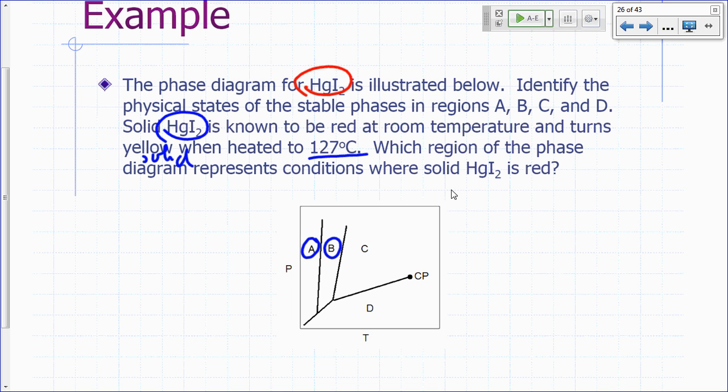Okay. It's red at room temperature. It's a red solid at room temperature. It becomes a yellow solid at 127 degrees. It's mercury iodide in both cases, just different crystalline forms or different colors. Which region of the phase diagram, A or B, represents solid mercury iodide that is red?